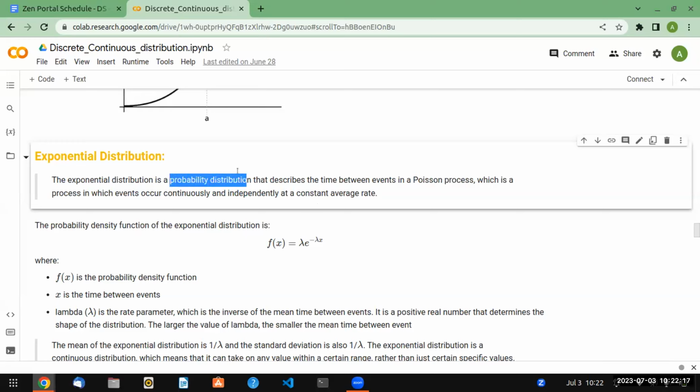Probability distribution that describes the time between events. Consider this data as your laptop. From the day you bought the laptop until now, the performance of the laptop is decreasing or increasing? From day one you bought it until now, till date.